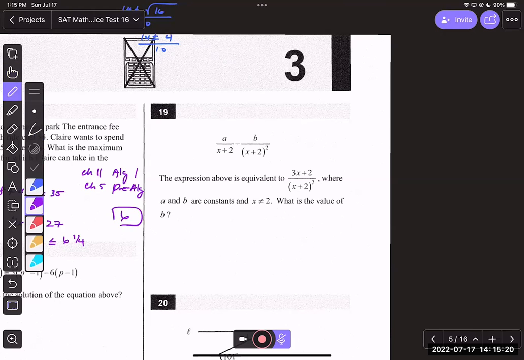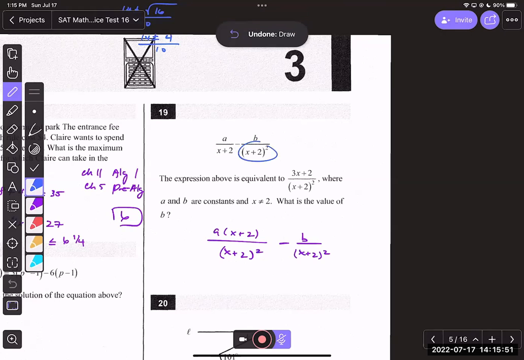What we can do here is recognize that a over x plus 2 minus b over (x plus 2) squared is the same thing as a times (x plus 2) over (x plus 2) squared, minus b over (x plus 2) squared. This is just adding fractions. Otherwise we are not able to add these two fractions together, since they have different denominators. I need the common denominator, (x plus 2) squared, so I multiply this one by x plus 2 on both the numerator and the denominator.